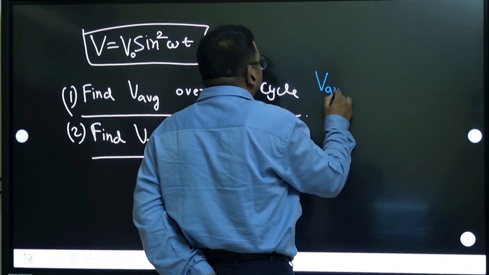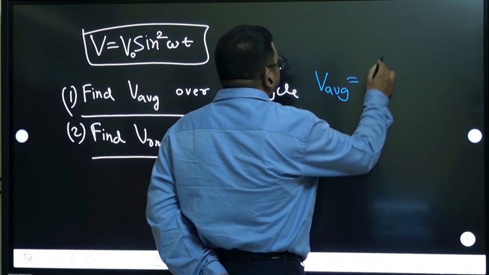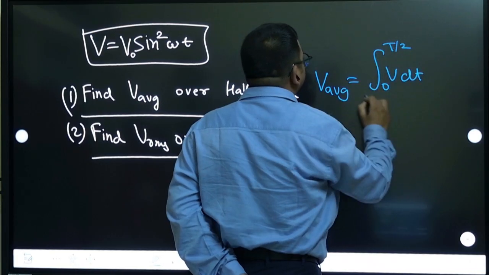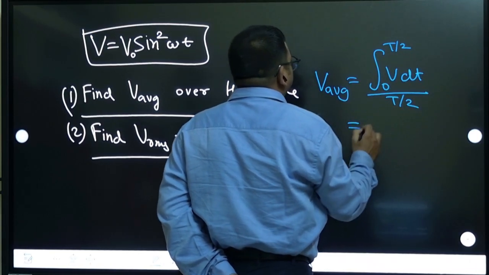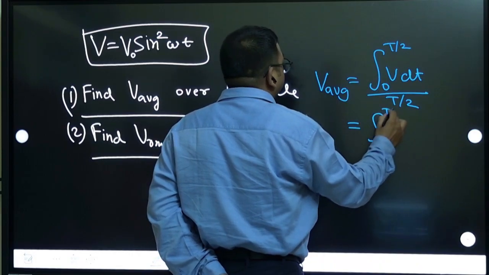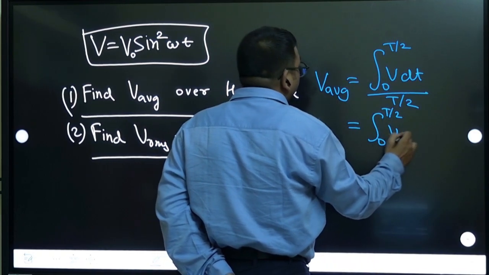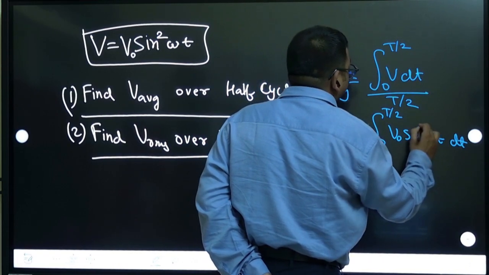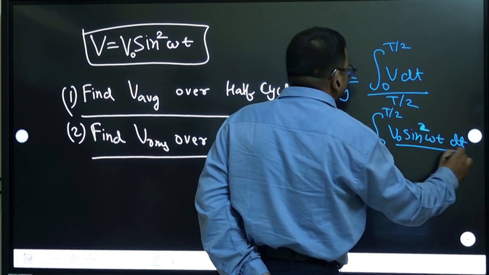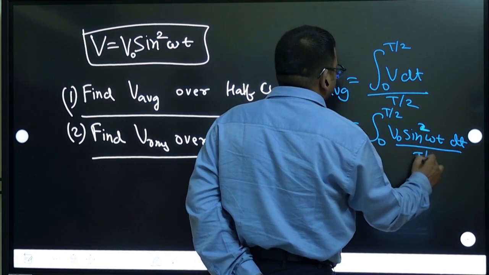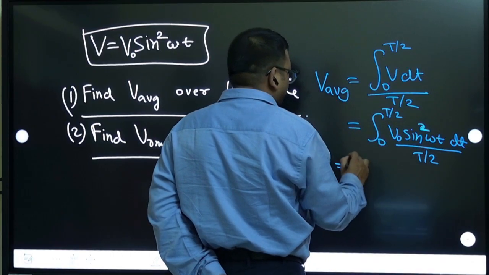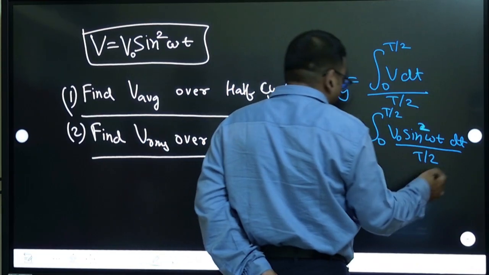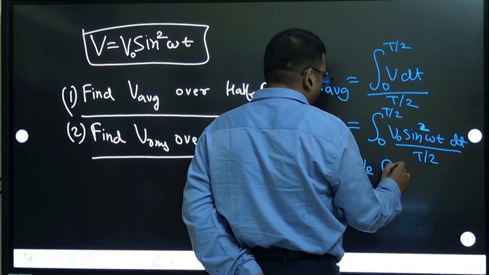So V average is equal to integration of V dt over half cycle, 0 to T by 2, divided by T by 2. V is V naught sine square omega t dt. Sine square, I think we have to do, correct? So do that: 2 V naught by T, sine square. Break it. How will you break it?